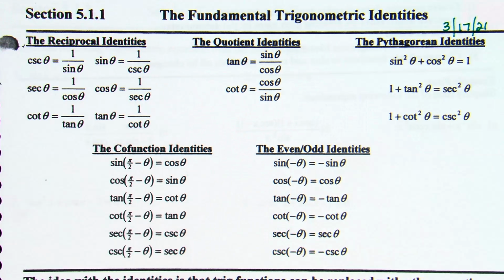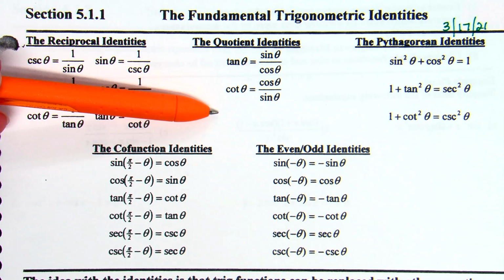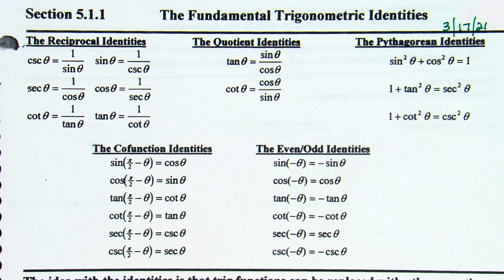Okay? Quotient identities. New, but yet they should make sense. Tangent, we've talked about this. Tangent is equivalent to y over x on the unit circle, right? But if you think about y over x on the unit circle, that is sine over cosine. So, if tangent is sine over cosine, then cotangent, its reciprocal, is cosine over sine.